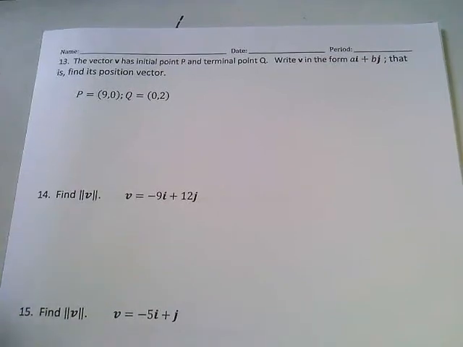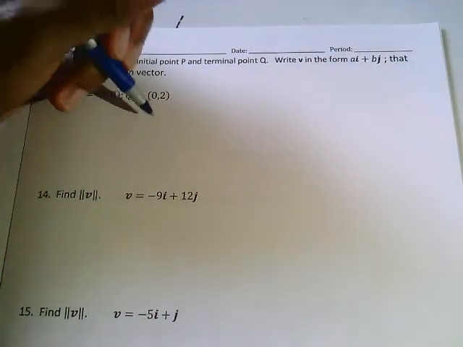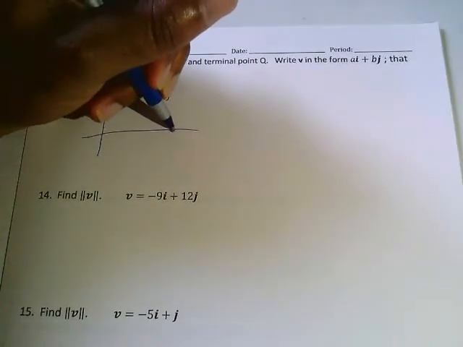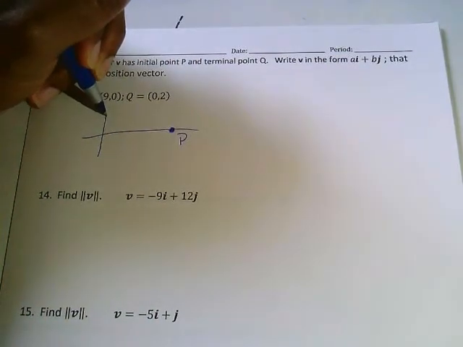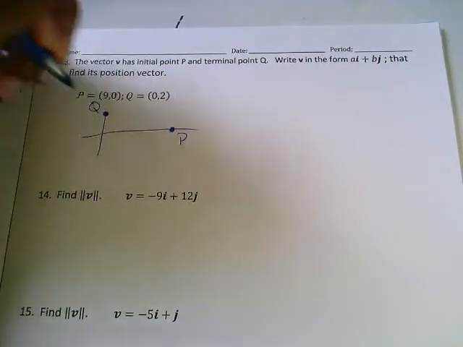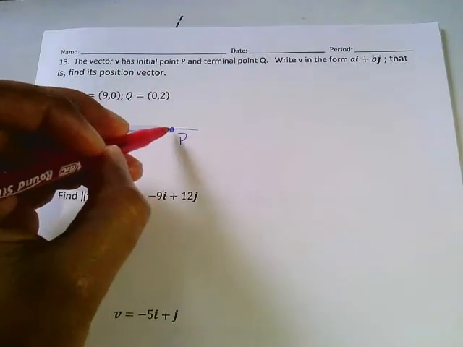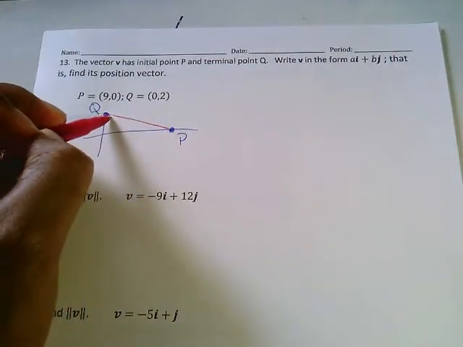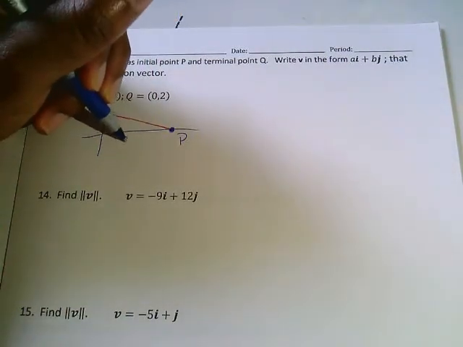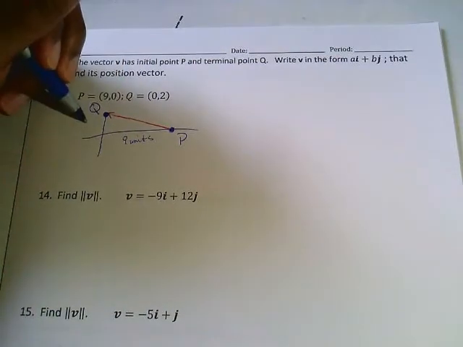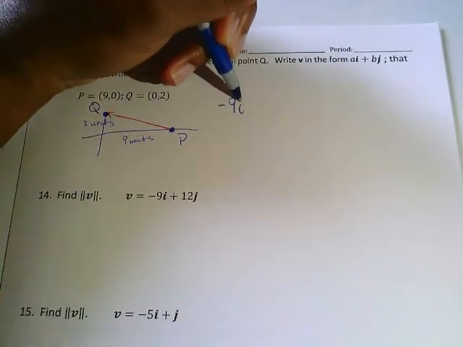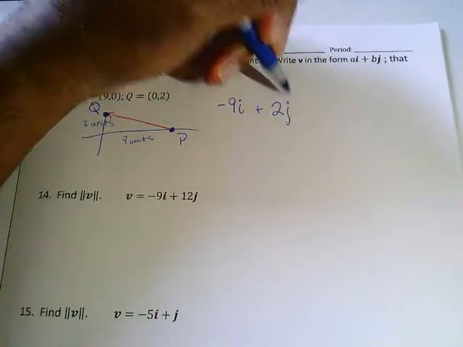All right, so number 13 is a similar problem. P is actually on the x-axis this time, so P is at (9, 0), and Q is at (0, 2). So to get from P to Q, remember that you start with P as your initial point, and you're going to Q. So you're going in that direction, so it looks like we're going to the left 9 units, and then we're going up 2 units. So this would be negative 9i plus 2j.